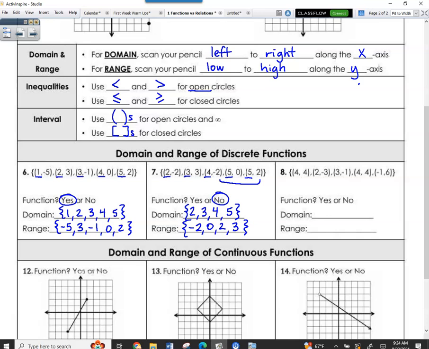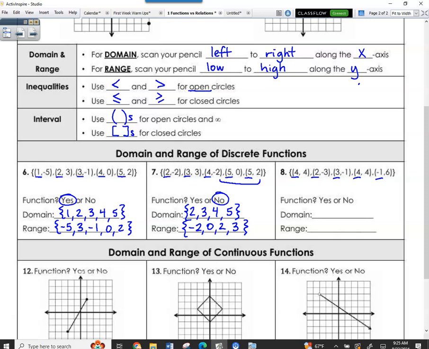I appreciate it. Number 8. Is it a function? Careful. Actually, this one's not. There's two fours, there's two of the same thing. But actually I say that is going to be a function. Is that a function or what?